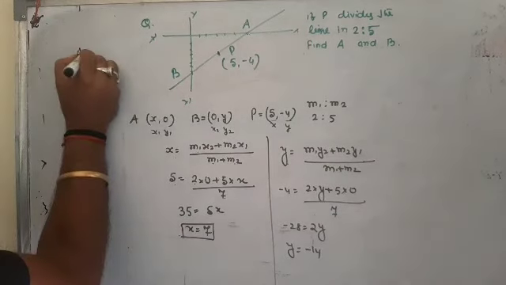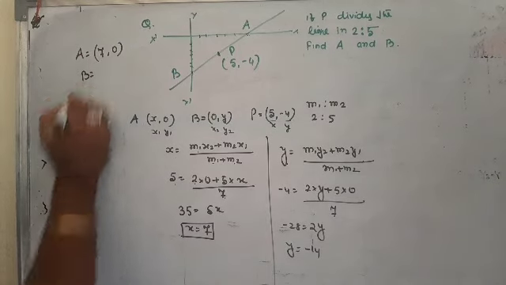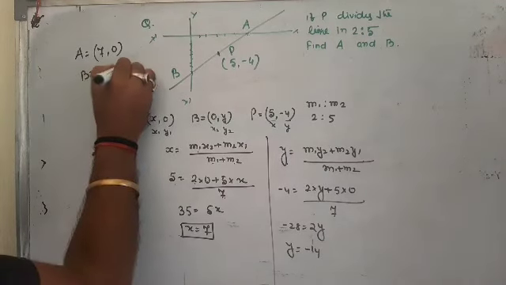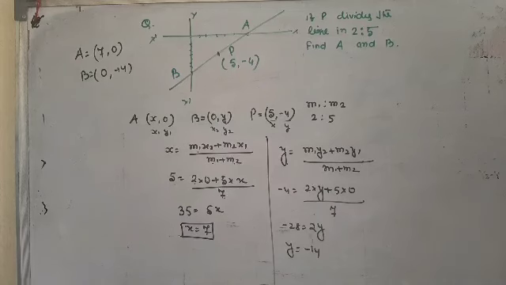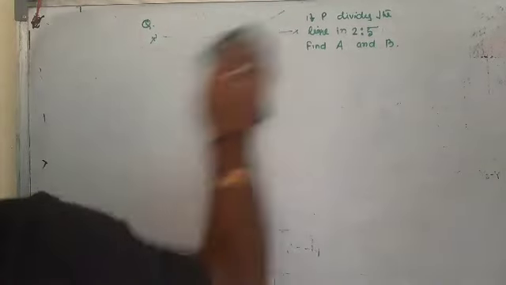So the coordinates of X are 7 comma 0, and the coordinate of Y is clear, minus 14, that means Y is 0 comma minus 14. So like this you have to solve the section formula. Okay. Now one more example I will do.